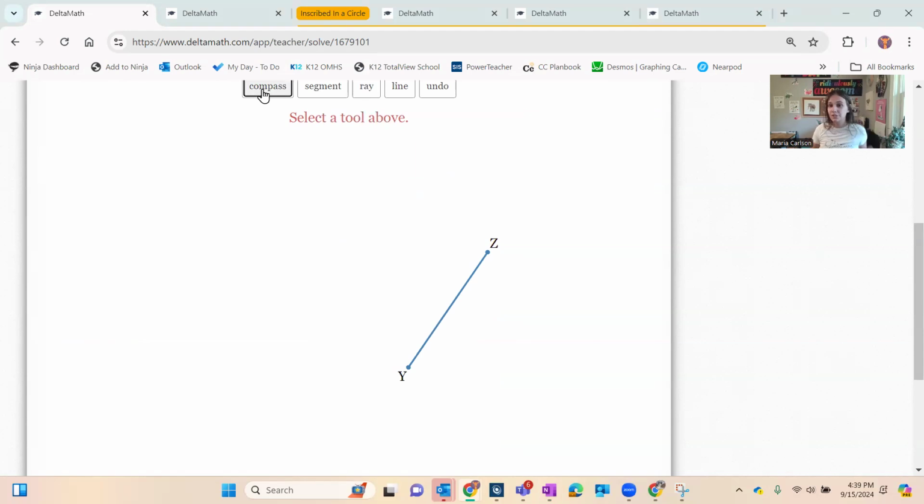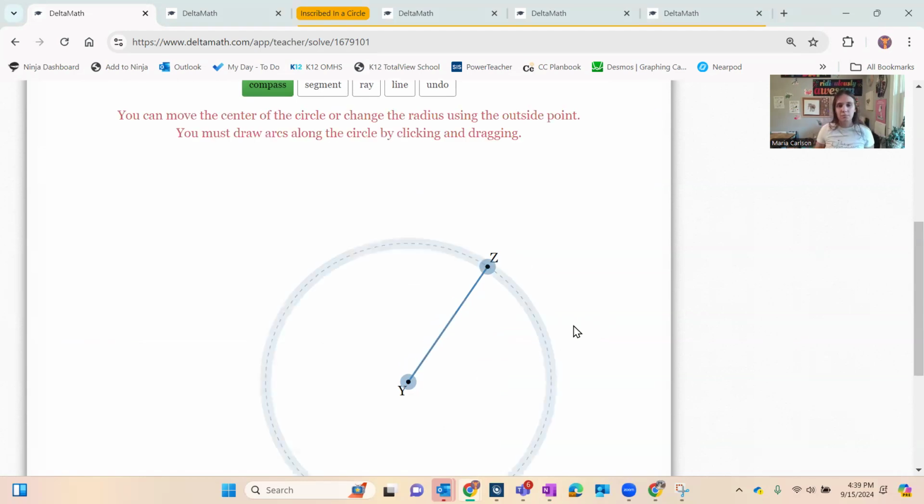First, I am going to measure this segment by using my compass. I will click and put my center at one of the points. I'm going to do point Y and then extend my radius to the other. So now I've measured this segment. Now I can use my compass to essentially create an approximate third vertex. So thinking about what the equilateral triangle looks like, maybe my third vertex is somewhere right in here.